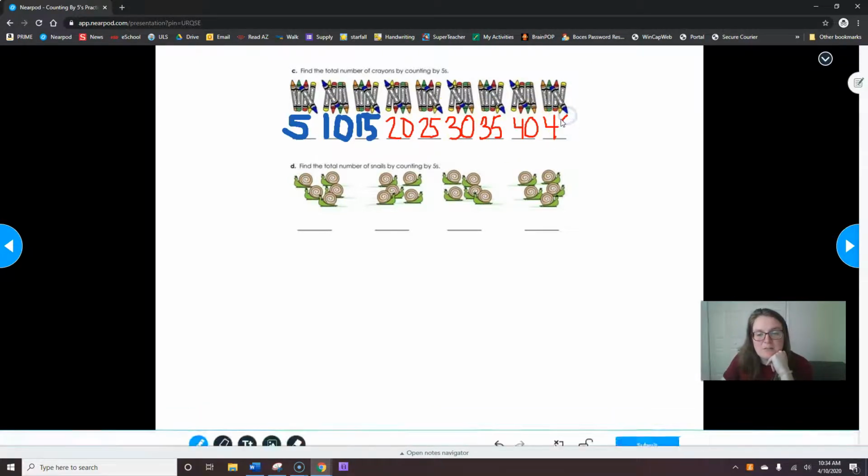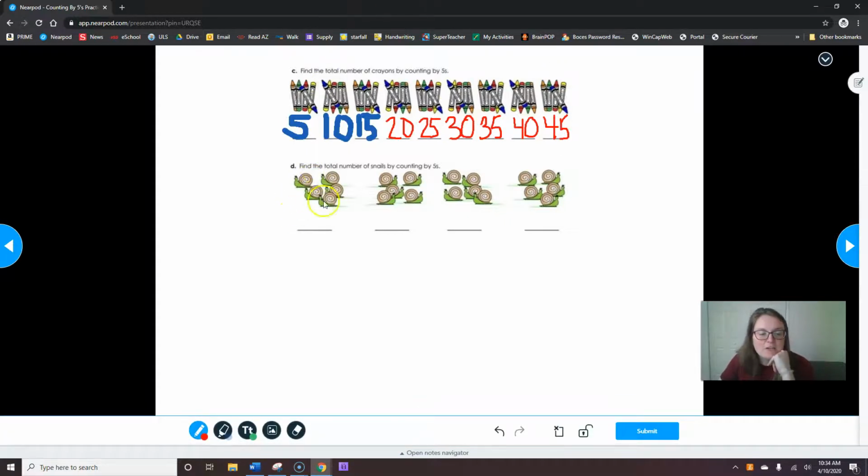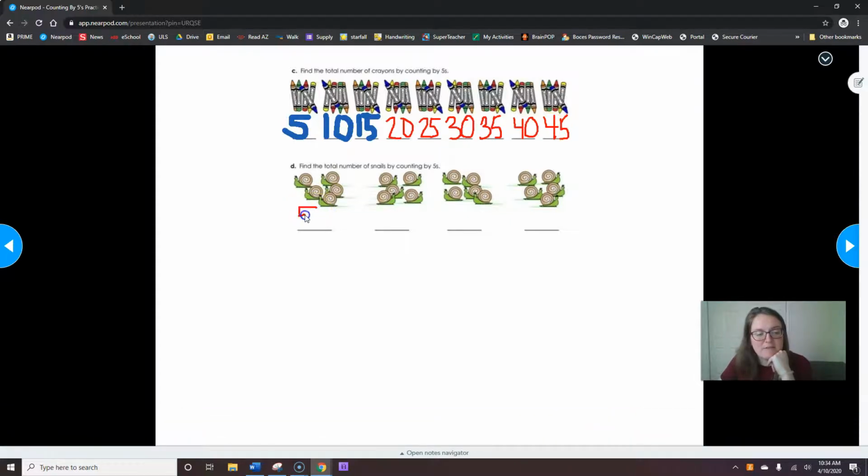Now I'm going to do the same thing for the number of snails. They're in groups of 5. 1, 2, 3, 4, 5. So I can count by 5's to count faster. And I already have some above, so it should be easy. I shouldn't have to start over. I can just look up top. 5, 10, 15, 20.